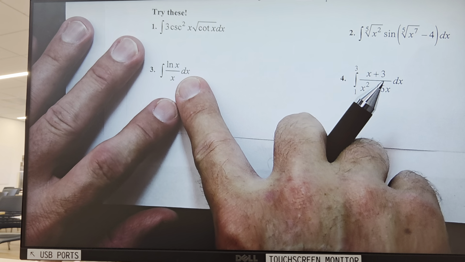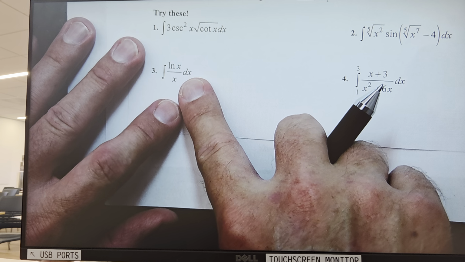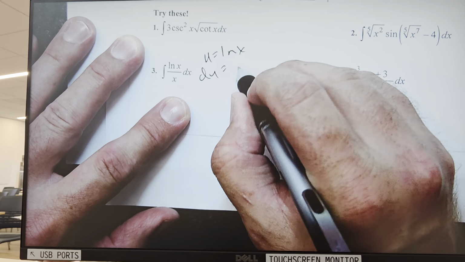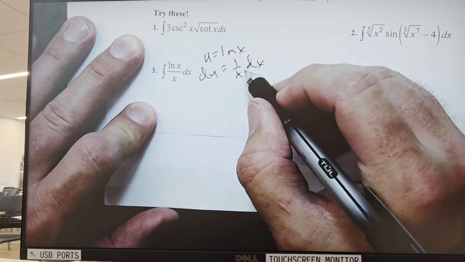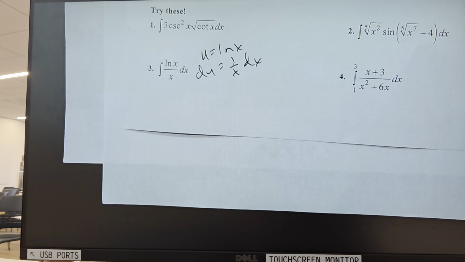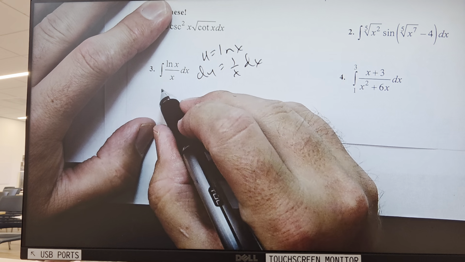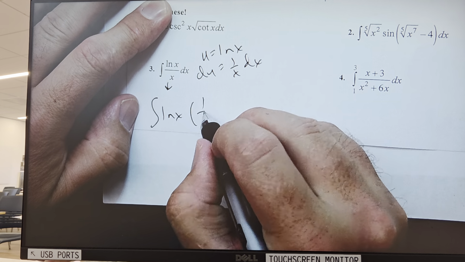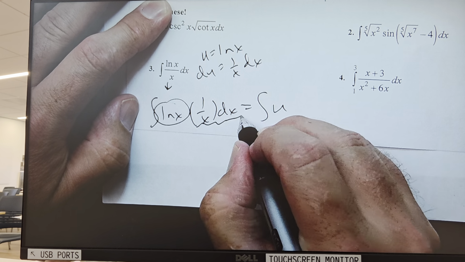This problem needs to be silly quick. The minute you let u equal ln x, what's du? 1 over x dx. I've got all that in there. I don't need to introduce anything. I don't have to do reciprocals. All of that is in there. So I'm going to put a u where ln is. So if I rewrite this, just to make it a little easier to look at: here's an ln, here's a 1 over x dx. This is u. This is du.